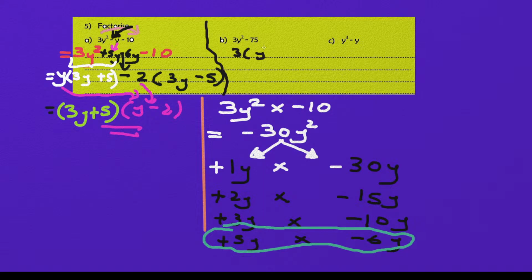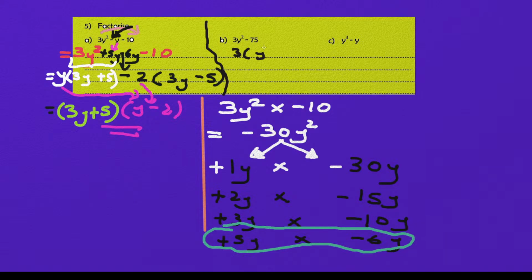Alright, let's look at the next one. y cubed minus y. y is a common factor. y is common. y squared. y times y squared gives you y cubed. Minus y times what would give us y? That's y times 1.